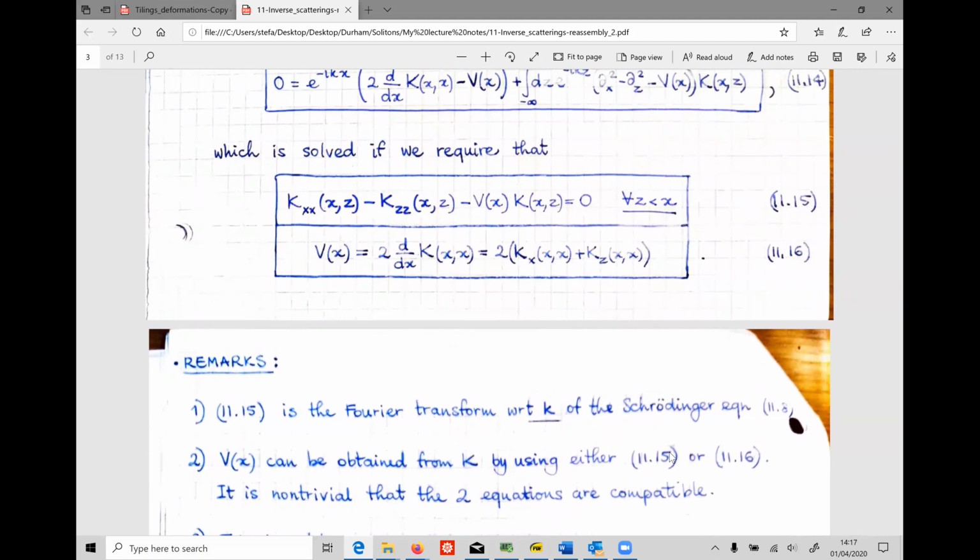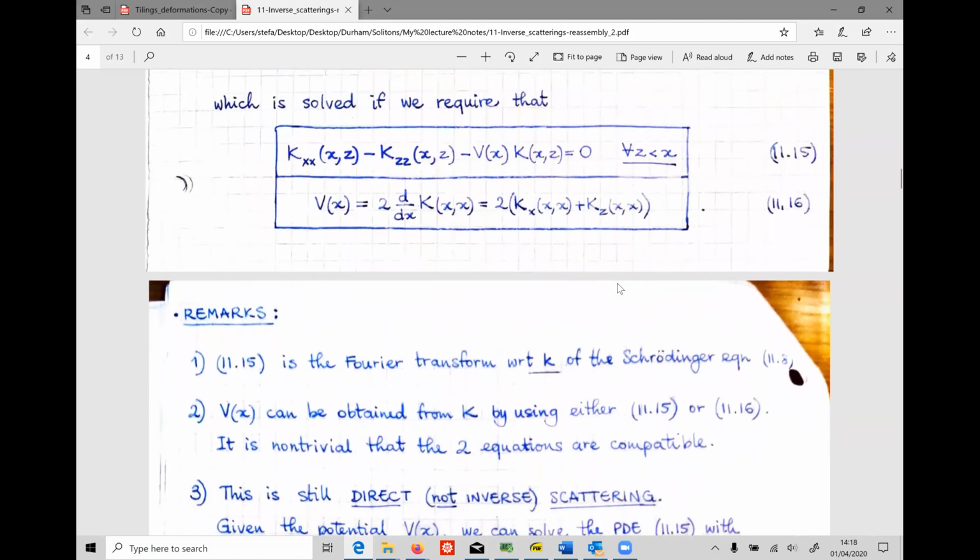And remark 2 is that the potential v of x can be obtained in two ways. So either we can use equation 11.15, so once we know the integral kernel k, or we could use equation 11.16. So it's not entirely obvious at first sight that the two equations are compatible, but it's not hard to check that the two equations give the same potential v.